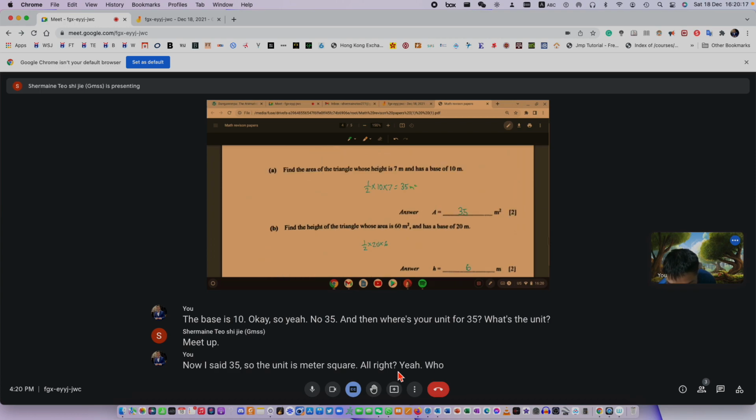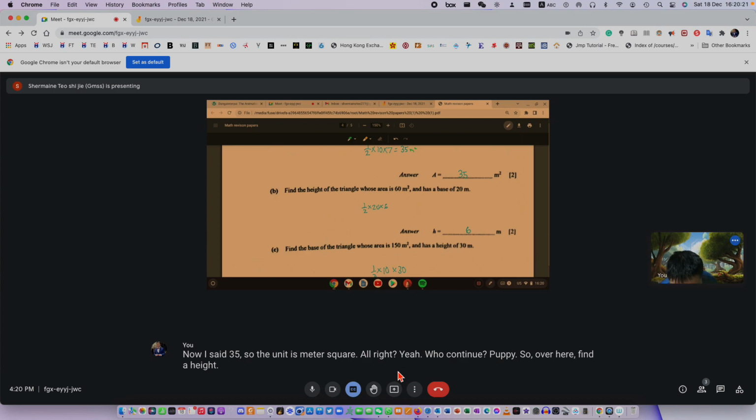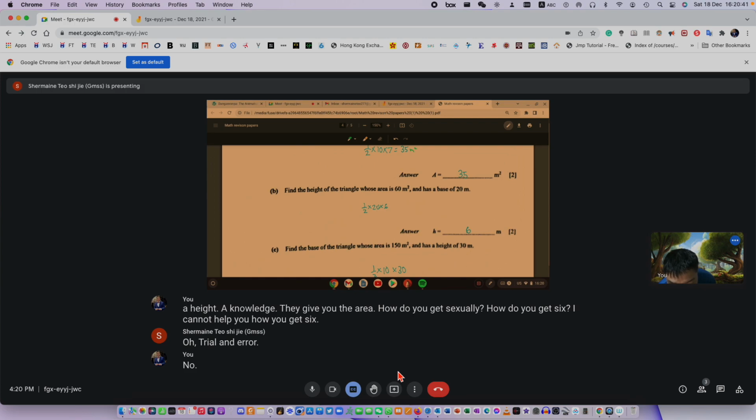Continue. Part B. So over here find the height. No leh, they give you the area leh. How do you get 6, by the way? How do you get 6? I cannot tell you how you get 6. Trial and error. No. So basically, right?